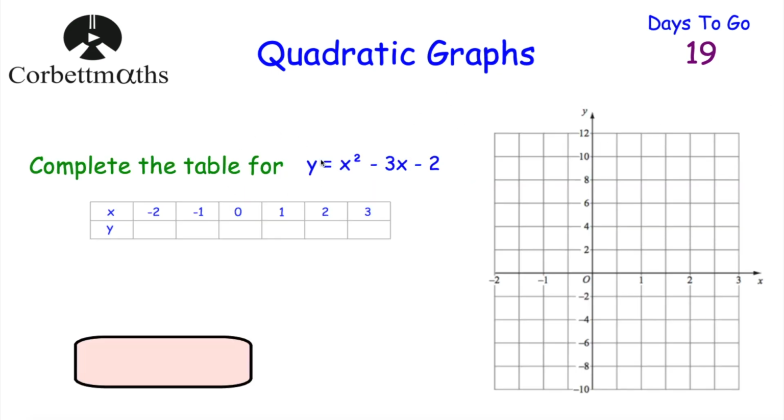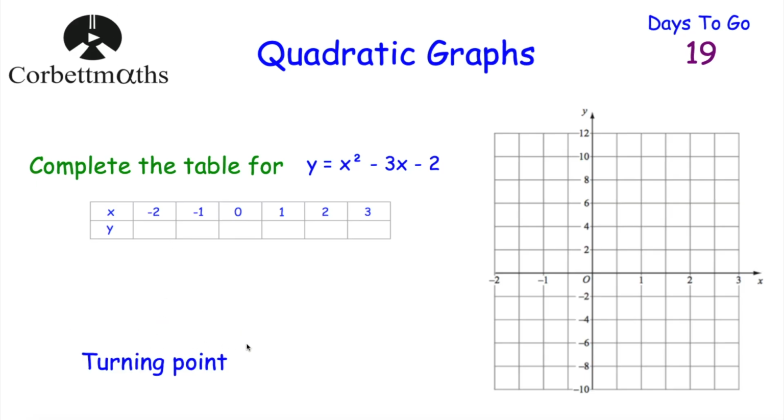So this time, I would like you to press pause to complete the xy table for this quadratic graph, to draw the quadratic graph, and then after you've done that, can you then write down an estimate for the coordinates of the turning point, and then actually find the exact coordinates of the turning point. So to do that now.